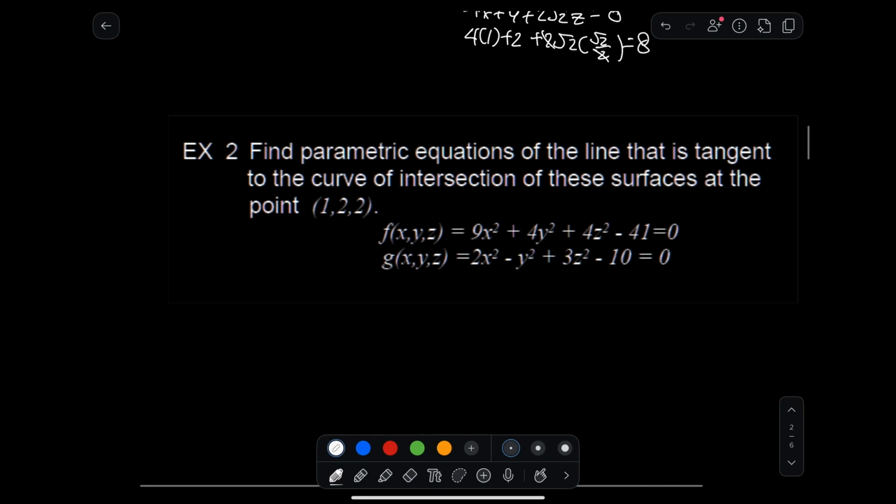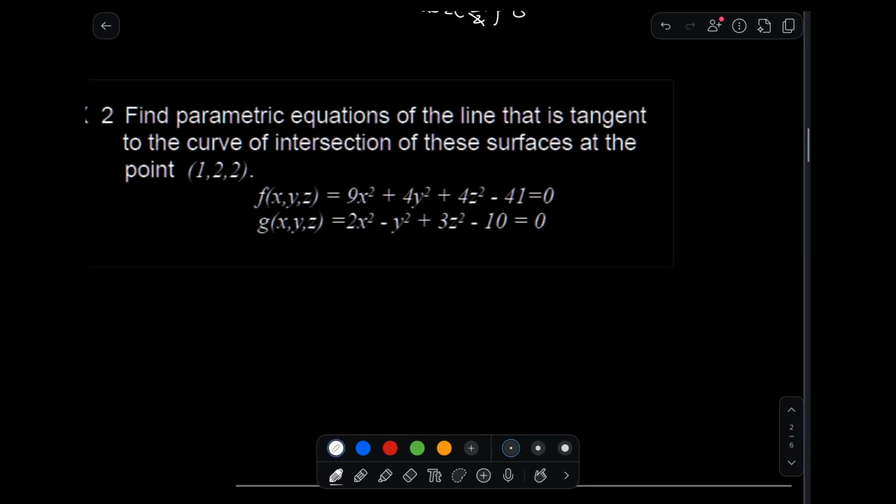Going back, we are going to go to example number 2. This one is going to involve the cross product, and it's similar to other problems we've done in previous sections. So if you feel comfortable to try this one on your own, feel free to do so, and let's get right into it.